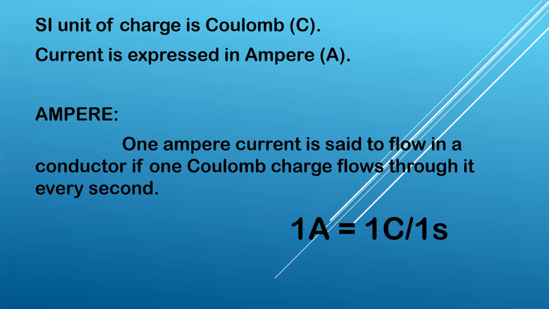And one more thing, children, how much charge is present on one electron? That is very important part. The charge present on one electron is always equal to 1.6 into 10 raised to minus 19 coulomb. Keep in mind, children, the charge present on one electron is always equal to 1.6 into 10 raised to minus 19 coulomb. So I hope all of you have understood.